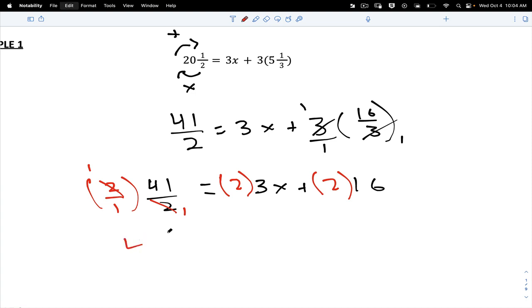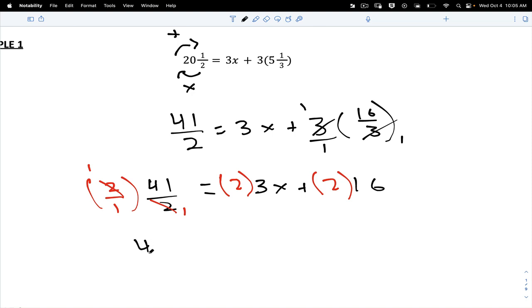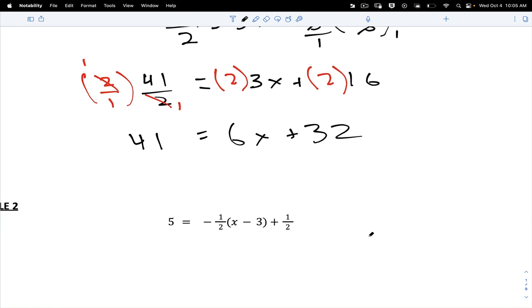41 is left over. When you fraction bust, 1 times 41 is 41. 1 times 1 is 1. That's it. 2 times 3x is 6x. 2 times 16 is 32. You now have a nice two-step equation without any fractions. My heart is happy, and we can solve it. Justice, what do I do first? Minus 32 from the left side.